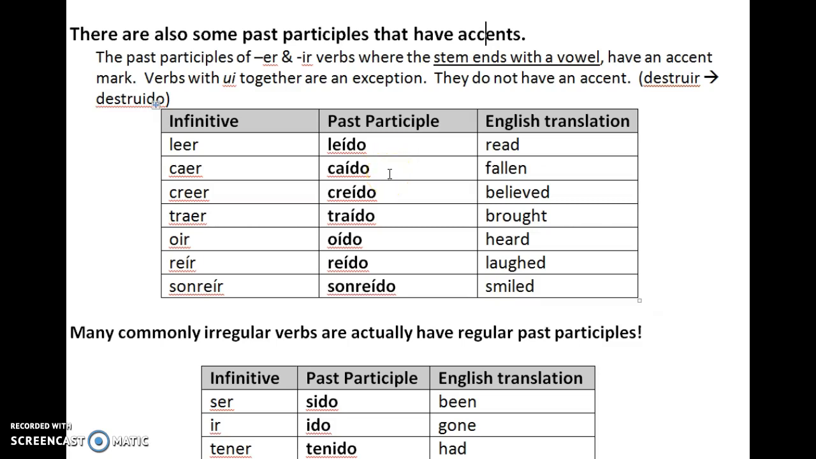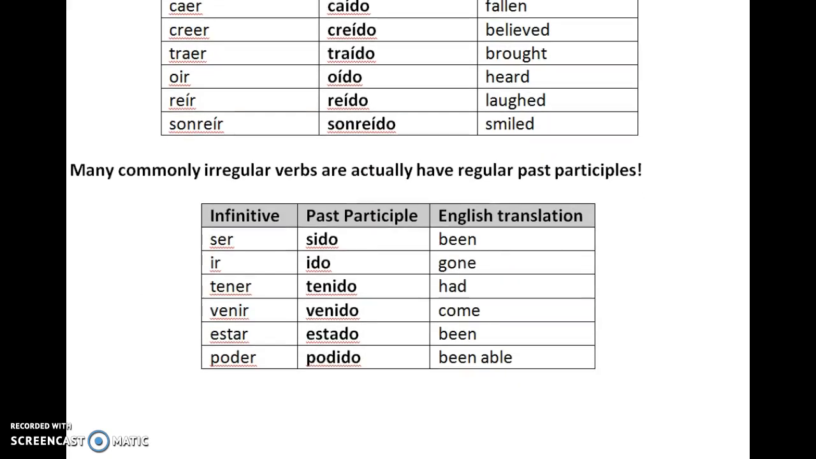The same thing happens for caer, to fall. It becomes caído, for fallen. Creer is creído. Traer, traído. Oír, oído. Reír, reído. And sonreír becomes sonreído. One piece of good news is that there's a number of verbs that normally would be irregular, but in the past participle, they're perfectly normal. They follow the rule of taking off the ER-IR and adding ido, or taking off the AR and adding ado. So ser is just sido, ir is ido, tener tenido, venir venido, estar estado, and poder podido. So that's pretty straightforward and easy to use.